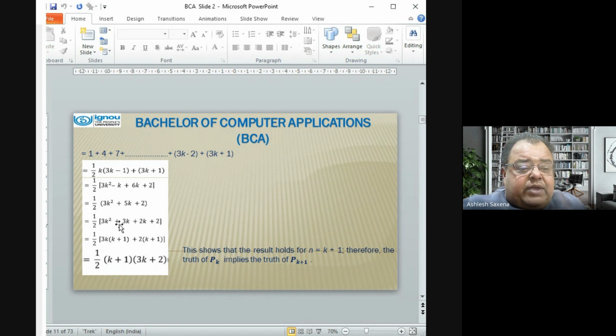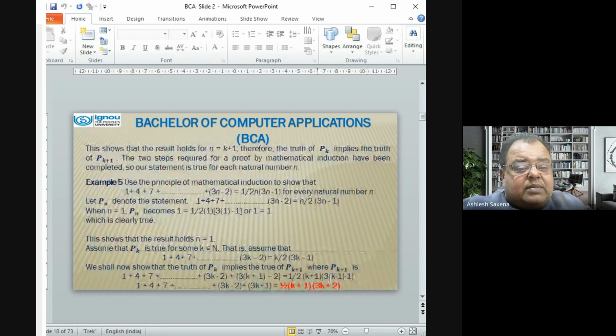You can see over here, this 5 has been broken into 3k plus 2k. That becomes 3k square plus 3k plus 2k plus 2. Now take 3k common, so here you will be left with k plus 1, plus 2 common for these two values, you will get k plus 1. Now take k plus 1 together and in the other bracket you keep 3k plus 2. This is what is marked over here.